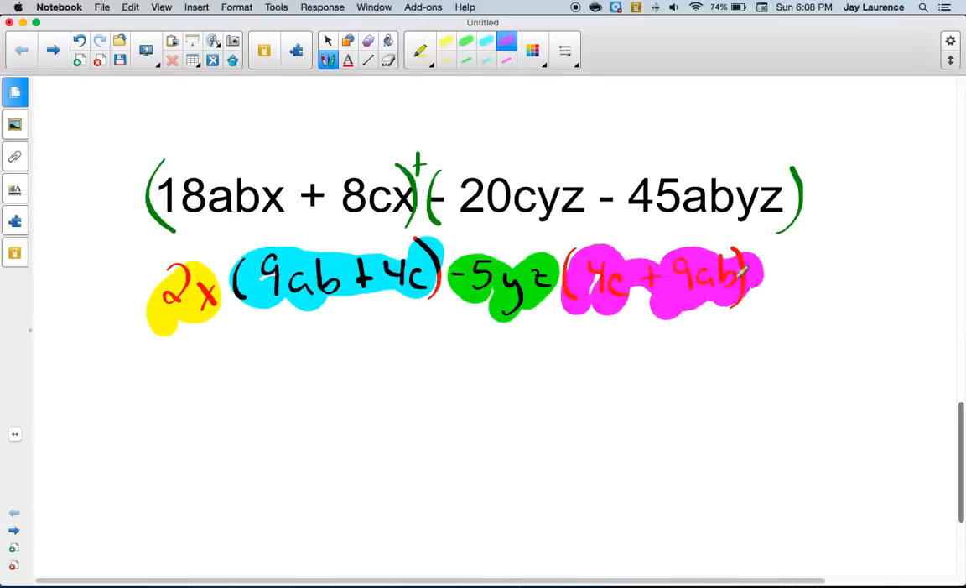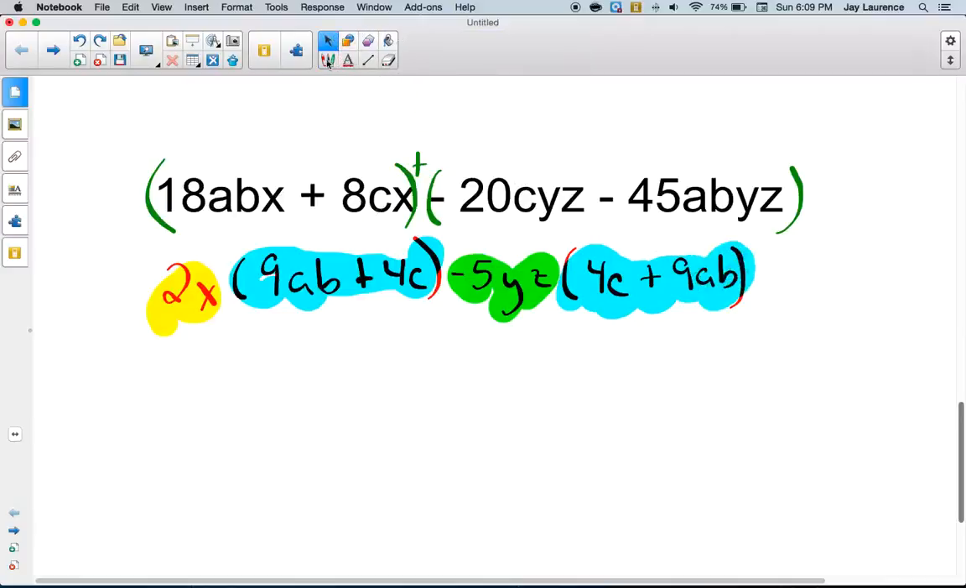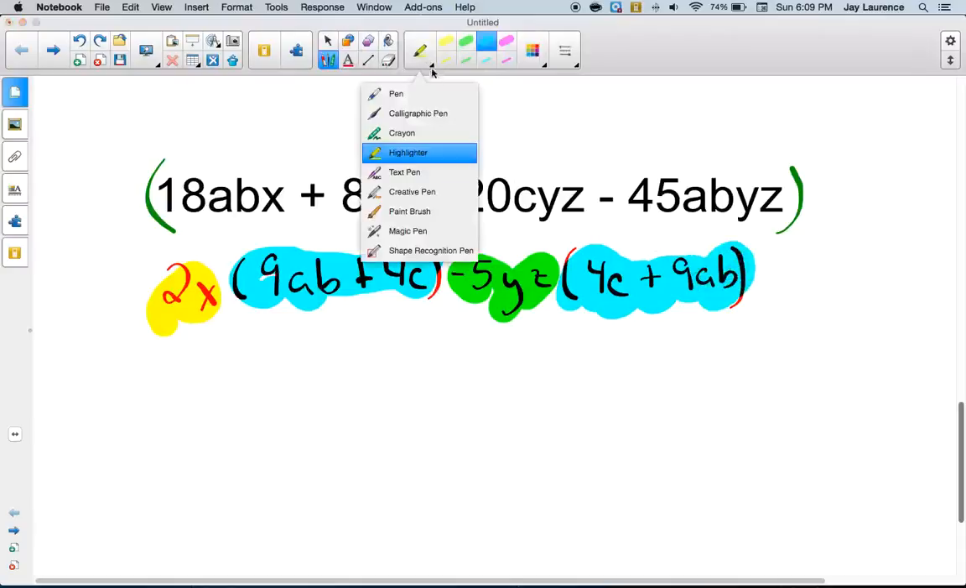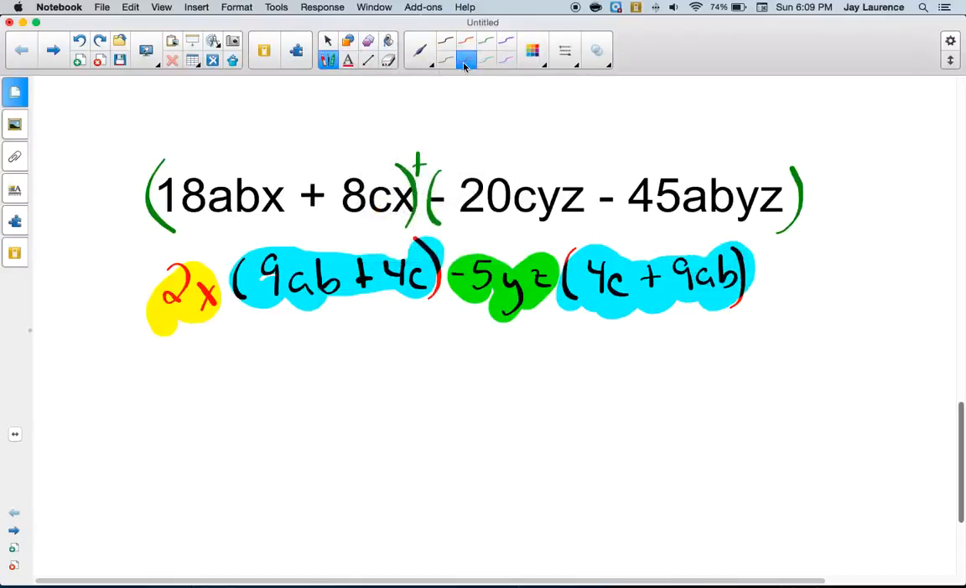What's that, Morgan? What? They're not different? Get out of here. You're telling me, Morgan, that I should have highlighted this red one here, this 4c plus 9ab, in blue because it's the same as the other one? Are you sure? Oh, now Jared's in the act. He's yelling the commutative property at me. Mr. Chismar, would you learn some manners, please?